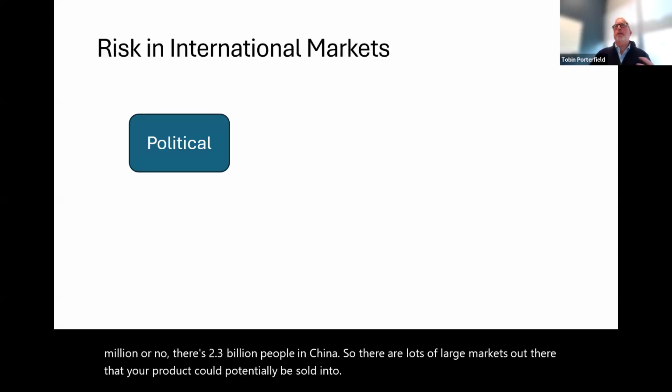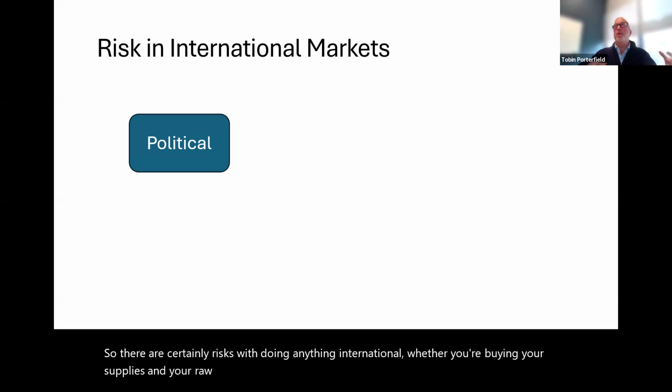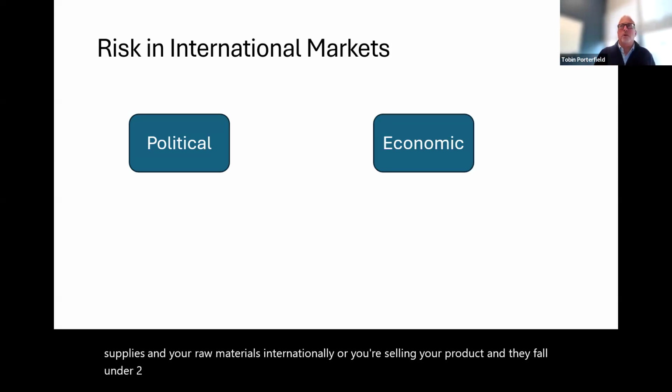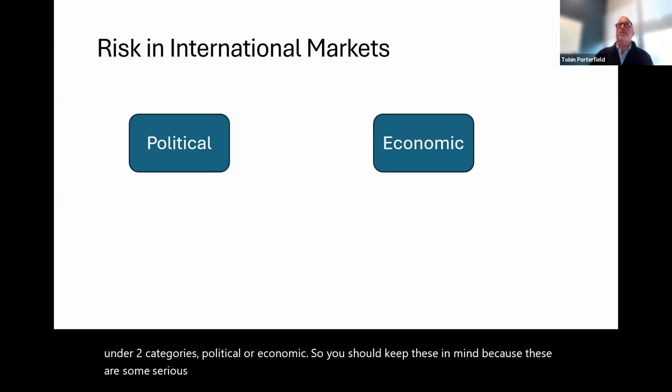There are certainly risks with doing anything international, whether you're buying your supplies and raw materials internationally or selling your product, and they fall under two categories, political or economic. You should keep these in mind because these are some serious risks that can take something that looks really advantageous and suddenly turn it into a loss for you.